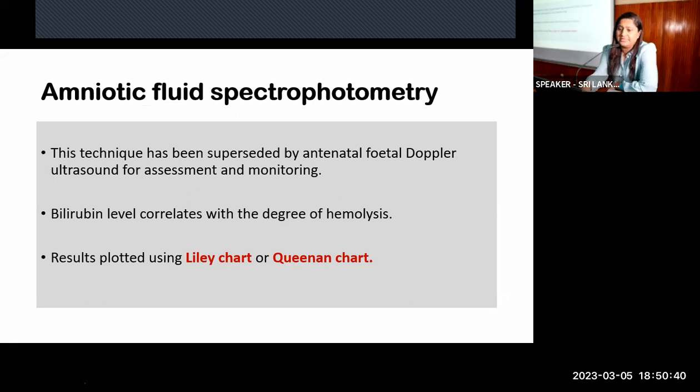Amniotic fluid spectrophotometry has, of course, been superseded by antenatal fetal Doppler ultrasound. Here we correlate the bilirubin levels. The bilirubin levels correlate with the degree of hemolysis. And we plot these results on either the Lilly chart or the Queenan chart.